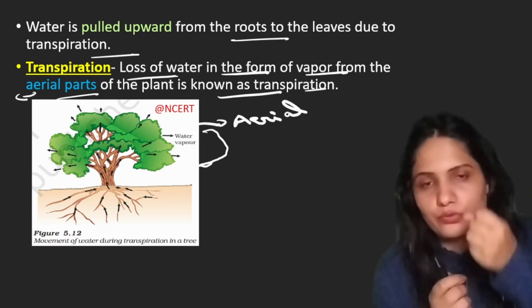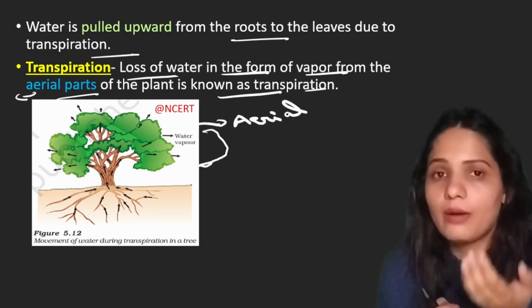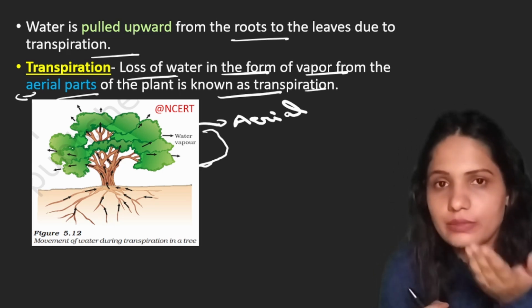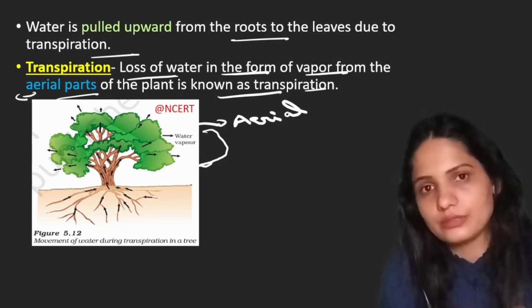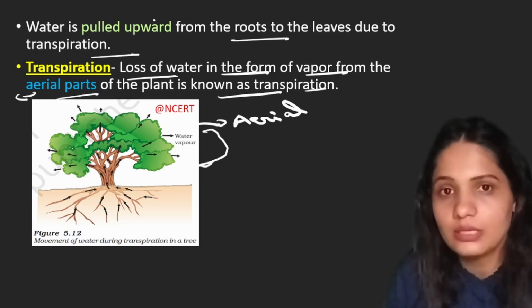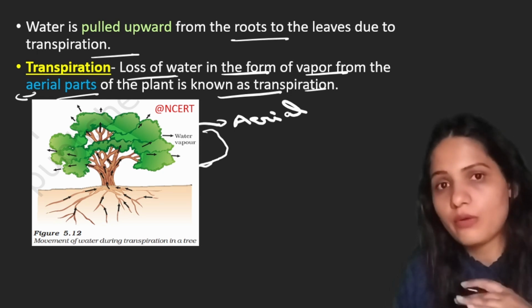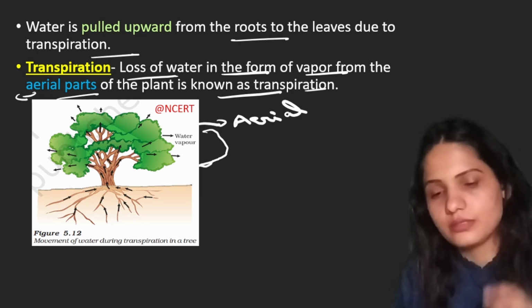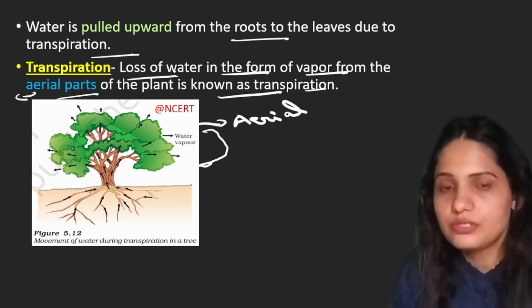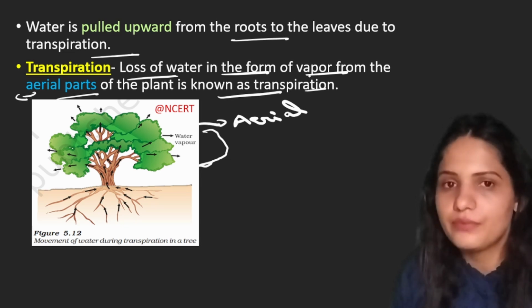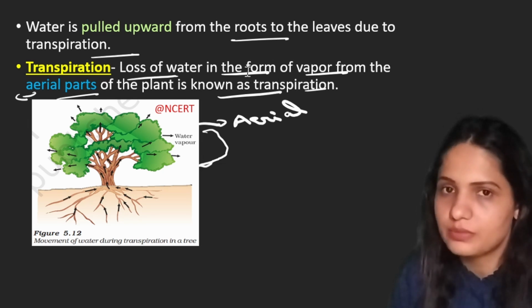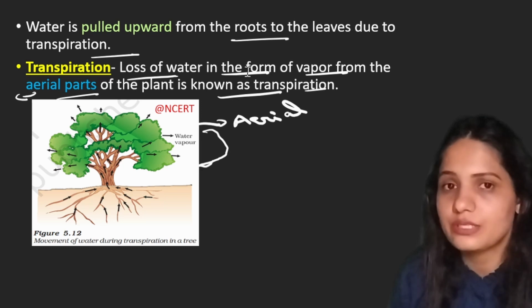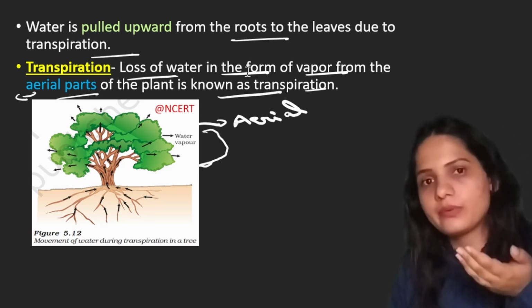If water is lost in the upward direction, then what will happen? A pull force will be created, and this pull force will pull water in the upward direction. So transpiration is the reason why water is transported from the root to the upper parts of the plant. And what is transpiration? Transpiration is the loss of water in the form of vapors from the aerial parts of the plant. This process is known as transpiration. Understood? What is the role of transpiration? The role of transpiration is to pull water from the root to the upper parts of the plant.